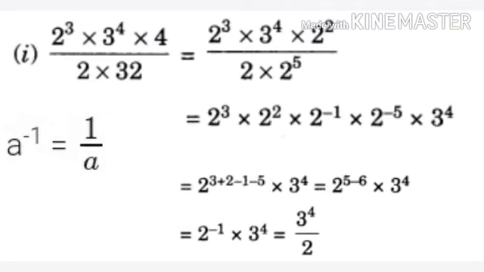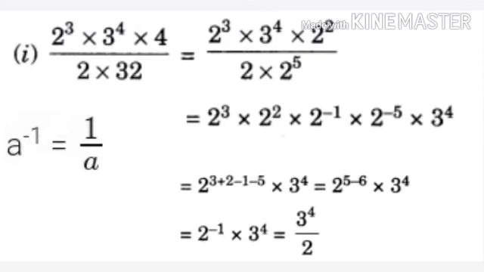We can write it as 2 raised to the power 3 into 3 raised to the power 4 into 2 squared, because 2 squared is equal to 4, upon 2 into 2 raised to the power 5, because 2 raised to the power 5 is equal to 32. If we multiply 2 by itself 5 times, we get 32. So we can write it as 2 raised to the power 5. Again, we can write 2 raised to the power 3 into 2 raised to the power 2 into 2 raised to the power minus 1, because a raised to the power minus 1 is equal to 1 upon a, into 2 raised to the power minus 5, because we can write 1 upon 2 raised to the power 5 as 2 raised to the power minus 5, into 3 raised to the power 4.